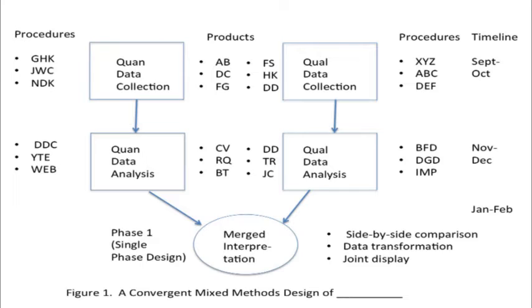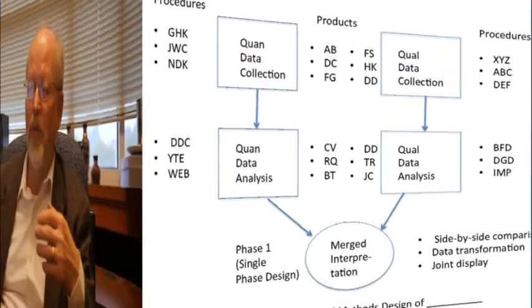We're going to also put products into this diagram at each stage. So you notice how the products array right alongside each one of the major boxes. And in this particular example, it's a convergent mixed methods design, so it's a single phase design. So somewhere in the diagram I would also put phase 1 single phase design. Now this is a fairly complete diagram with useful information that tells the reader about the major phases of the project, the procedures, the products, and a timeline.